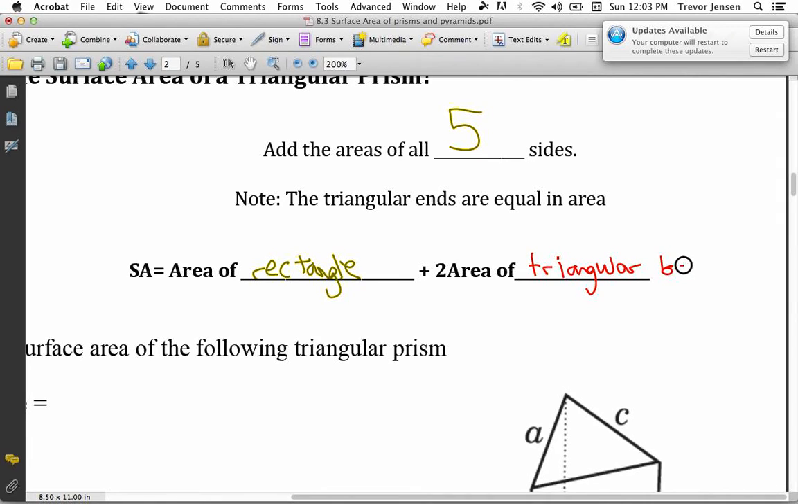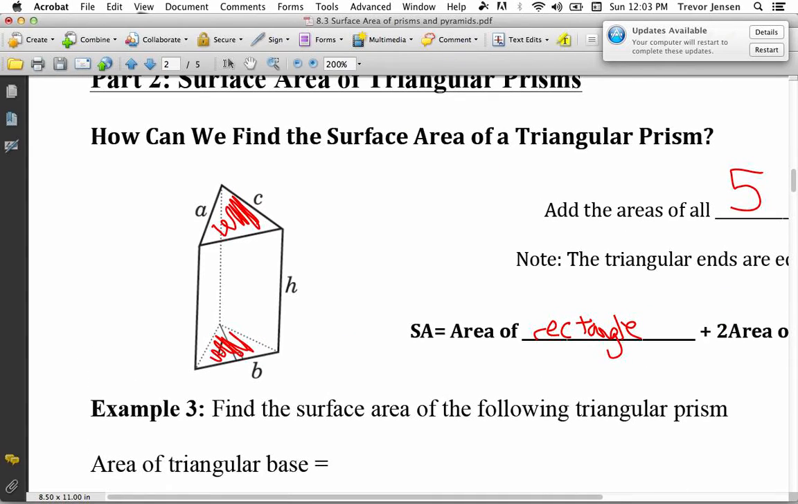Triangular base, because we know the triangular bases are congruent. Also, I should mention, depending on whether the triangular base is an isosceles triangle or an equilateral triangle or a scalene triangle, some of your rectangles may be equal in area as well. If you have an equilateral triangle, meaning all three sides of your triangular base are equal, then all three of your rectangles are going to be equal in area as well. So you could just do 3 times the area of one of the rectangles.